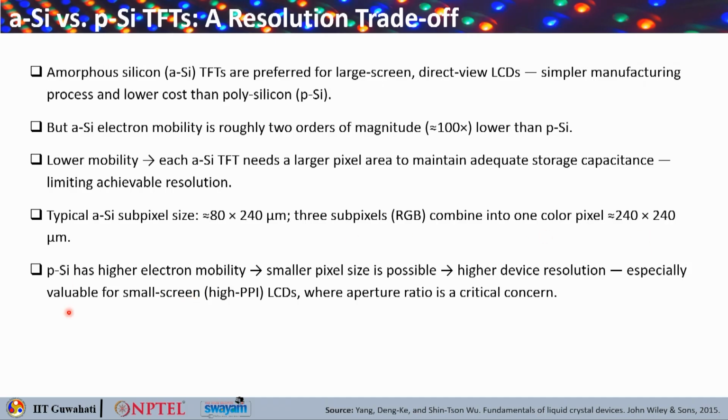On the other hand, polysilicon has much higher electron mobility, so it is possible to have a much smaller pixel size, and that can lead to higher device resolution. These are especially valuable for small screen LCDs where you have a high PPI, where the aperture ratio is critically a concern.